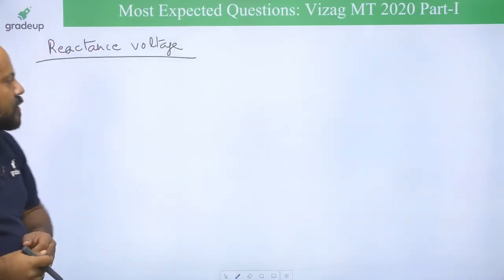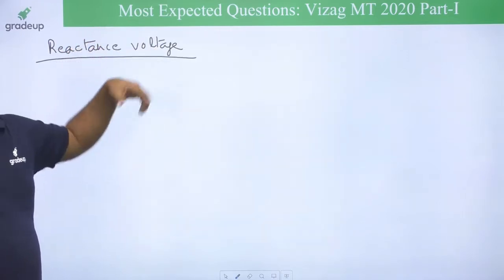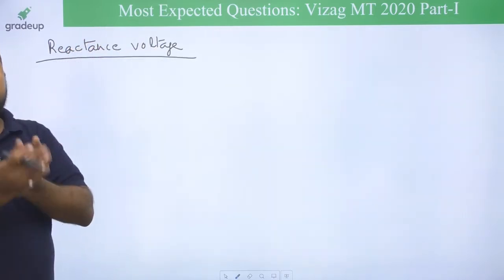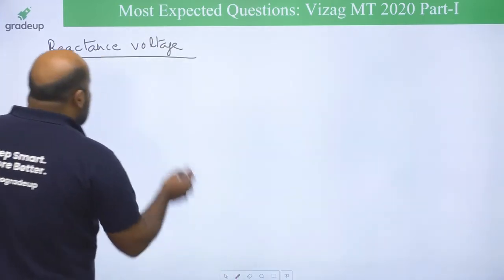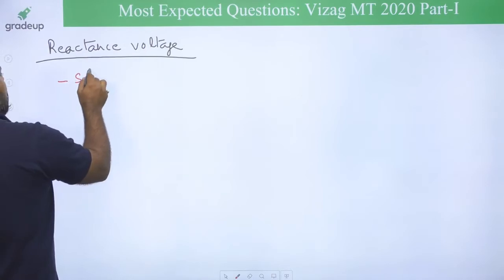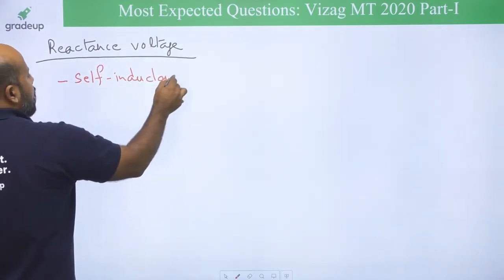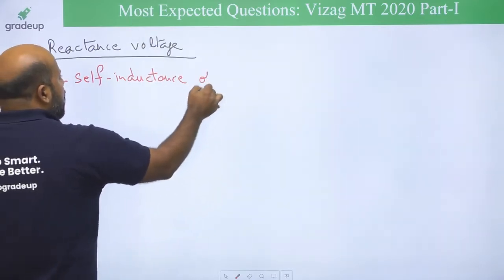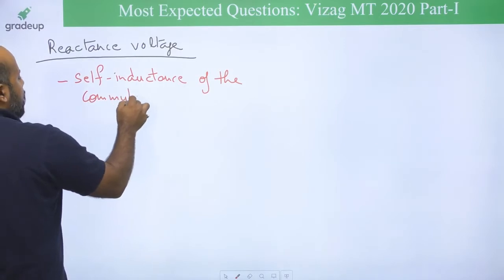Because of the self-inductance property of the commutating coil, a voltage is induced, and that is called reactance voltage. So what is the reason of this reactance voltage? Self-inductance of the commutating coil.